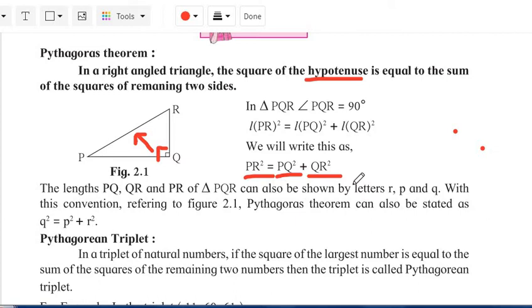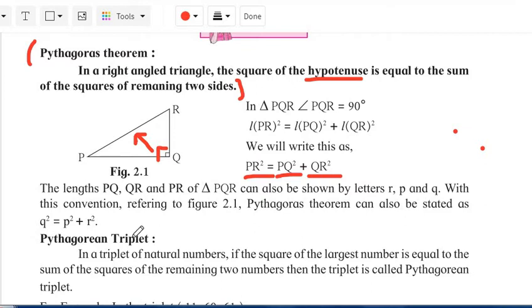That is the Pythagoras theorem. What is the Pythagoras theorem? That is, the square of the hypotenuse is equal to the sum of the squares of the remaining two sides. In a right angle triangle, the square of the hypotenuse is equal to the sum of the squares of the remaining two sides. This is very important. We have to learn this and draw this diagram and write this statement.